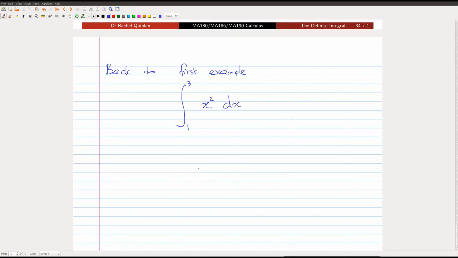Okay, and the picture that accompanies that, of course, is the graph of x squared. It's a parabola. It touches the x-axis at 0. 1 is here, 3 is here. That is really not a good picture.